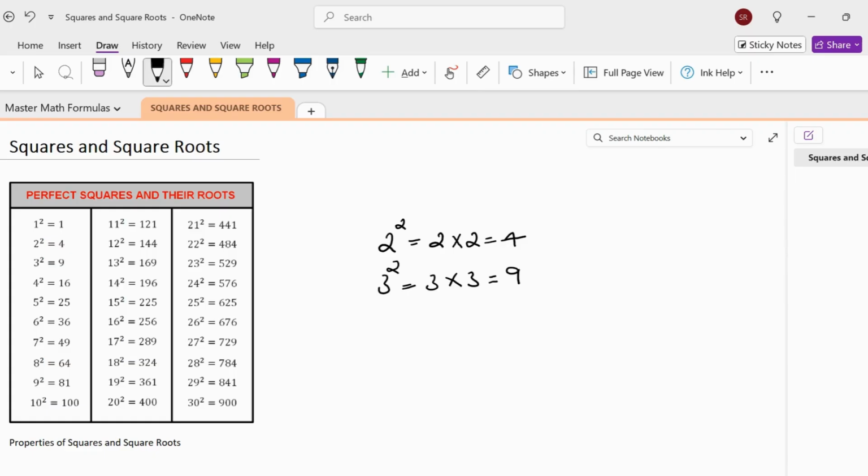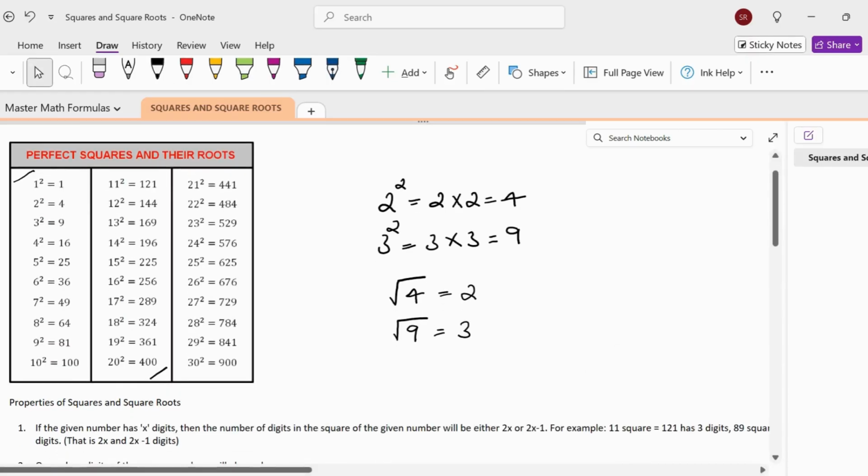Now what is a square root? It is a reverse of square. That is, square root of 4 is 2 and square root of 9 is 3. I would advise all of you to learn all the square numbers starting from 1 to 20. That is, starting from 1 squared equal to 1 to 20 square equal to 400.